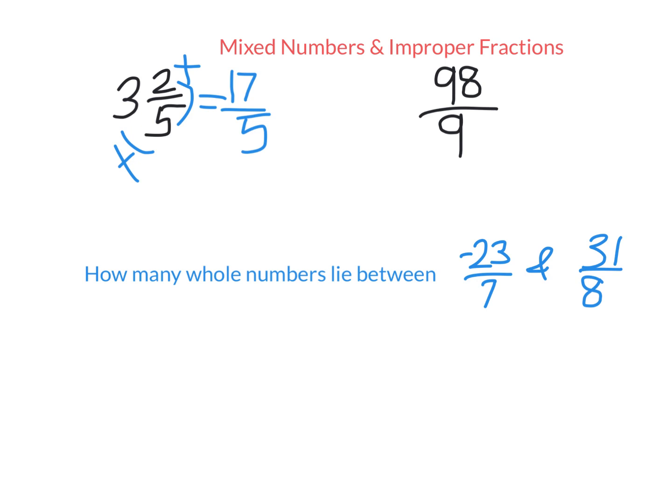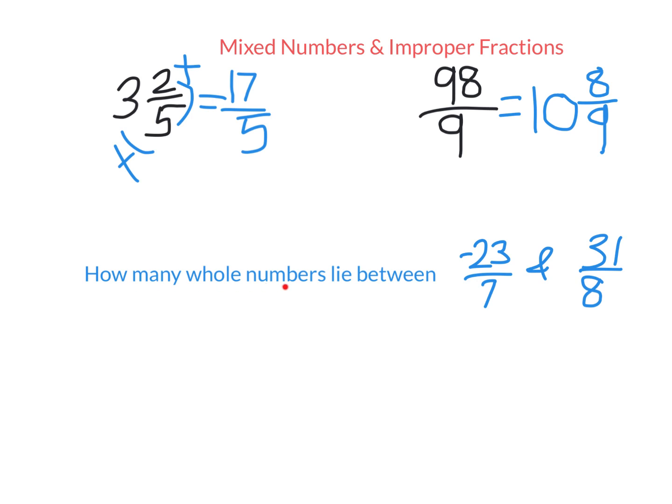So how do you do it if you're going the other way? Well, remember, this fraction line here means divide. So this is really saying 98 divided by 9. So how many times does 9 go into 98? Well, it goes 10 times. 10 times 9 is 90. There's a remainder of 8. So the remainder goes on top as the numerator, and we always keep the same denominator. 98 over 9, 10 and 8/9, they're the same number, they have the same value.